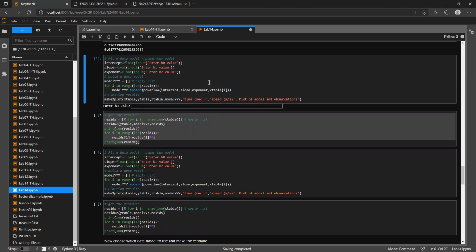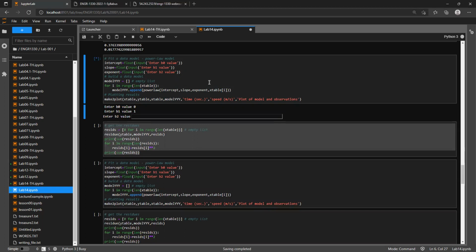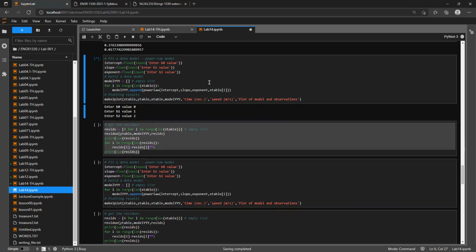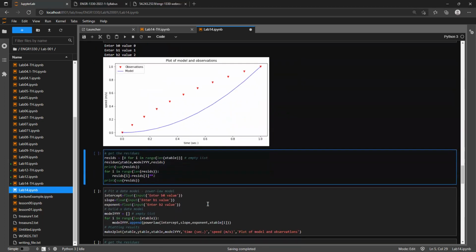I'll let you guys pick. What should B0 be? Zero. I agree. That's a good one. What should B1 be? I think 1 is reasonable. What is B2? 2? Yeah, that's fine. It's going to be literally one of the things we just saw, but that's fine. But now we can start messing with things.